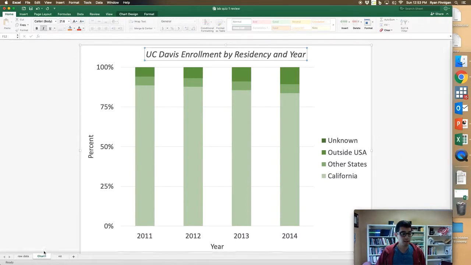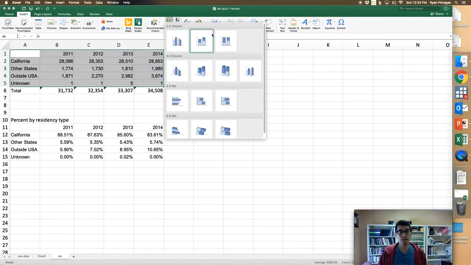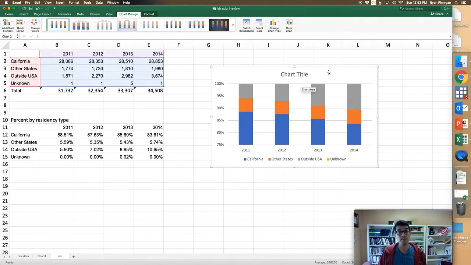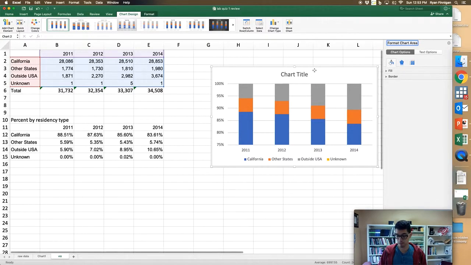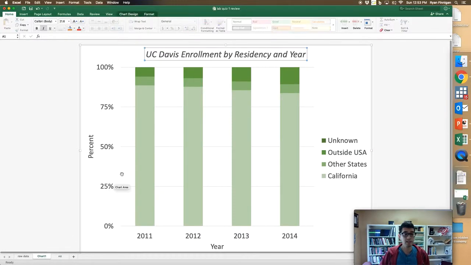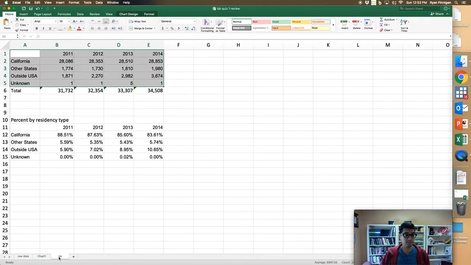This was the column chart that I created just by highlighting the data that we have in the first table. You go in here, you say insert, you want your 100% stacked column chart, and then you just start cleaning it up to make it look more visually clear, and you fix the axis and all of that. And so it's the same information in this stacked column chart as we have in this percent by residency type. So this 88.5% is the height of this light green bar for Californian students in 2011.